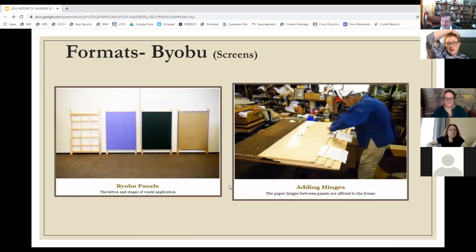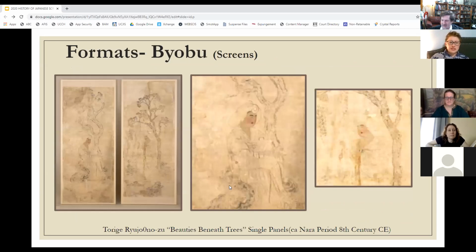So you can see the evolution here of the byobu. From the frame, less quality, high quality, high quality. And then you can see how they're adding the hinges there. And like I said, all paper. And I'm very sorry for the quality of the scrolls here, the byobu.